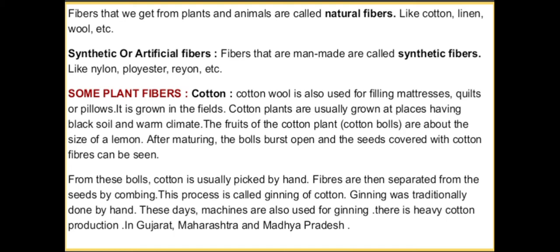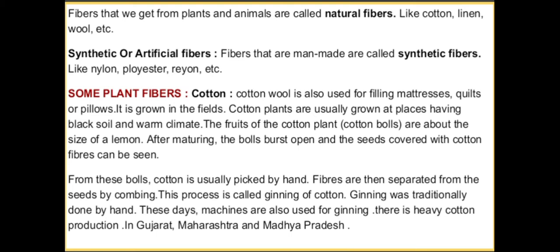The first plant fiber is cotton. Cotton wool is also used for filling quilts or pillows. It is grown in the field. Cotton plants are usually grown in places having black soil and a warm climate. The fruits of the cotton plant are about the size of a lemon. That means cotton balls are just like a lemon. After maturing, these balls burst open and the seeds covered with cotton fibers can be seen.